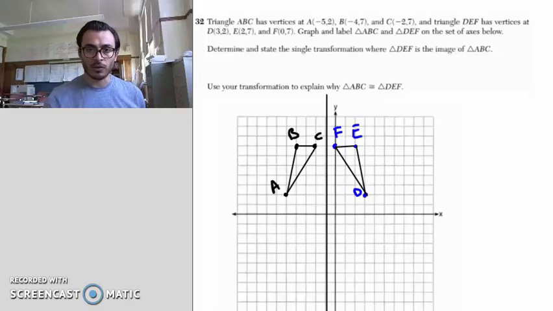So what's the equation of this line? The equation of this line is x equals 1. So the answer to the first one, determine and state the single transformation, is a reflection across x equals 1.